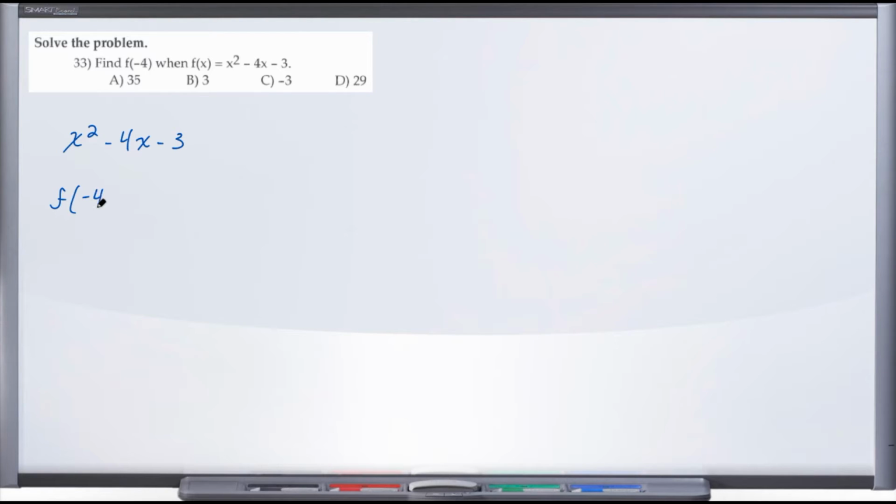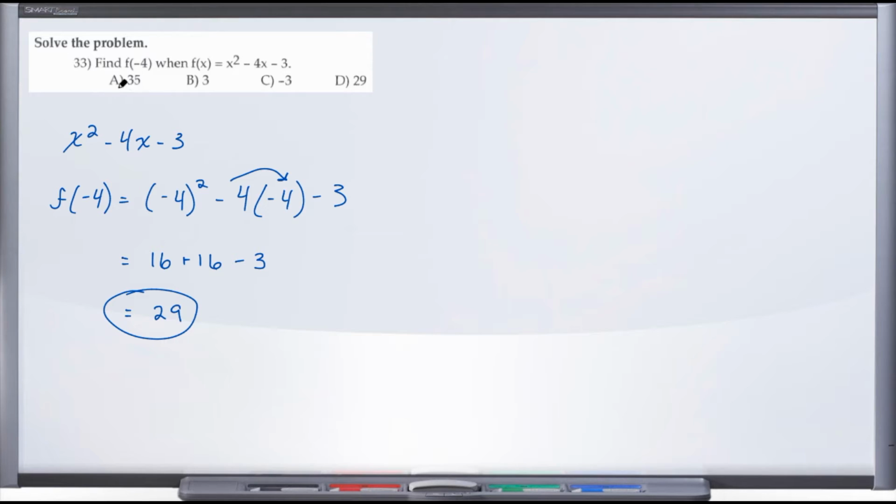Well, f of negative 4 equals, let's see, negative 4, because we're plugging in negative 4 anywhere we see an x, squared minus 4 times negative 4 minus 3. All right, let's go ahead and evaluate. Negative 4 squared means negative 4 times negative 4, so that's positive 16. And then we have negative 4 times negative 4, there again is a positive 16. And then minus 3. Well, 16 plus 16 is 32, minus 3 gives us 29. And so when we evaluate, we get f of negative 4 equals 29.